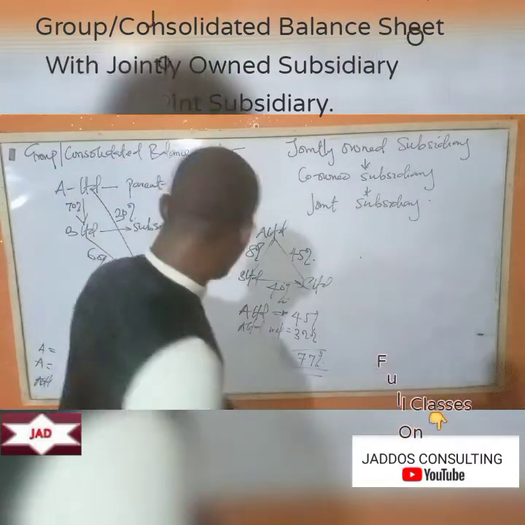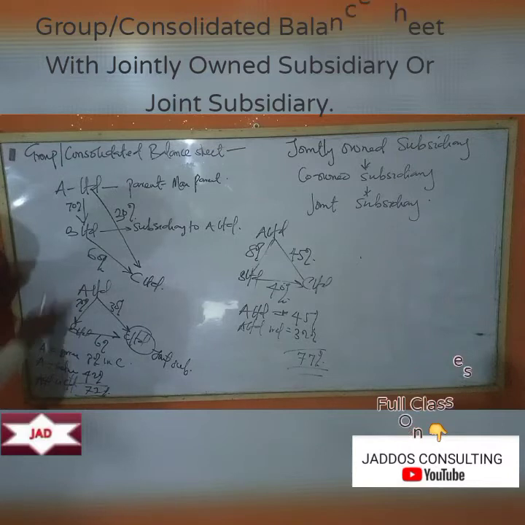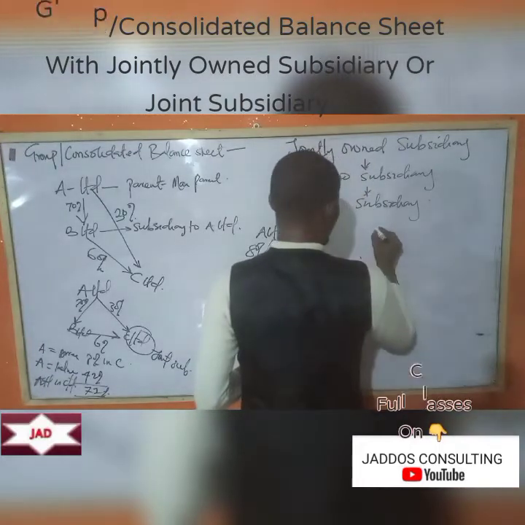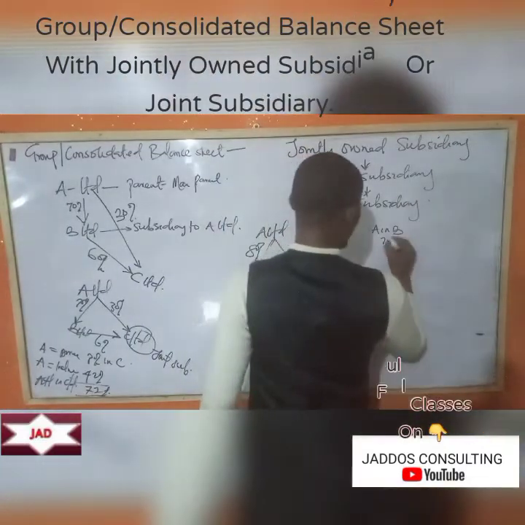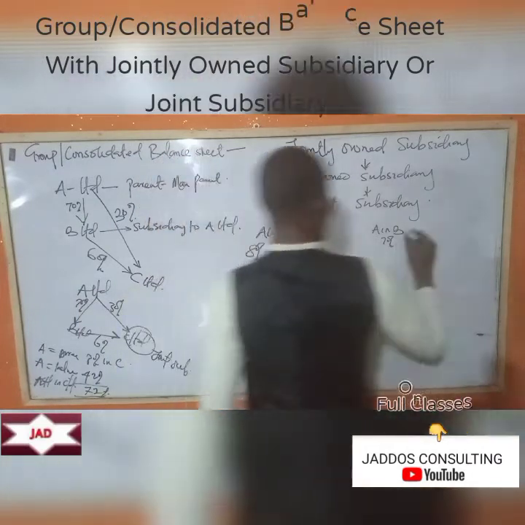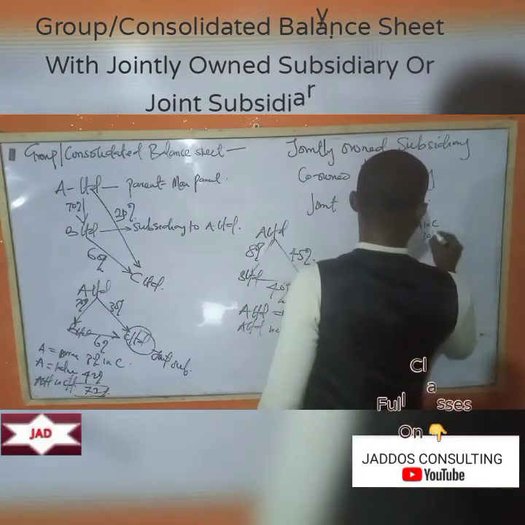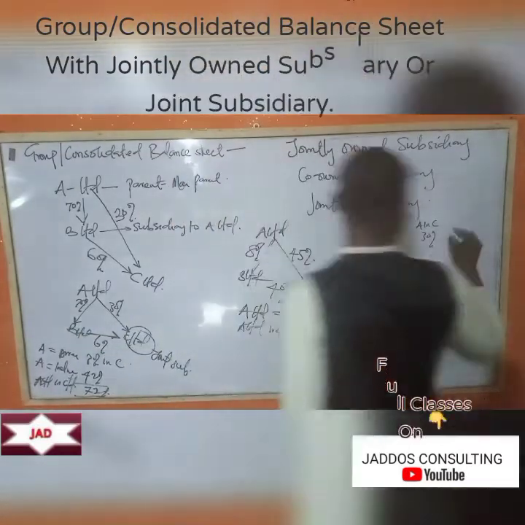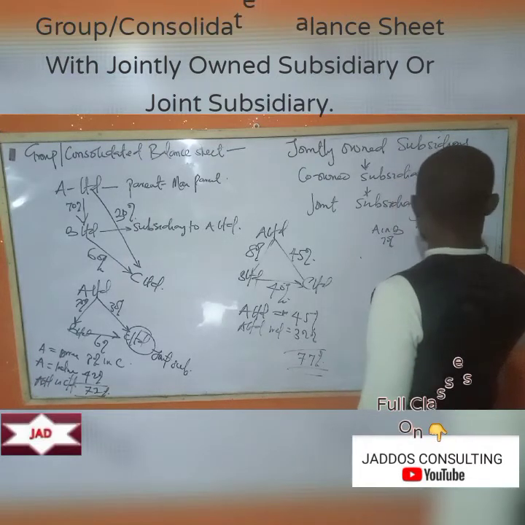So what I'm saying is this. Let's take this for instance. You can see that A Limited has 70% in B. So your schedule will be like this. Of course, you're going to have A in B, which is 70%. Then you have A in C. A in C here is 30%, right? And then you now have B in C. B in C here will be 60%.